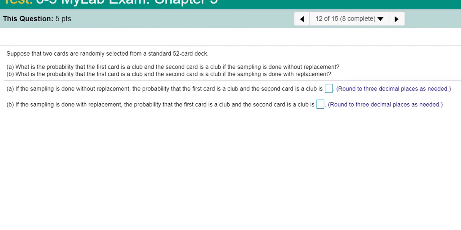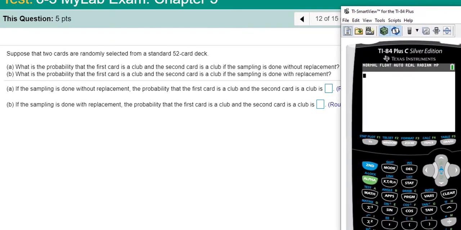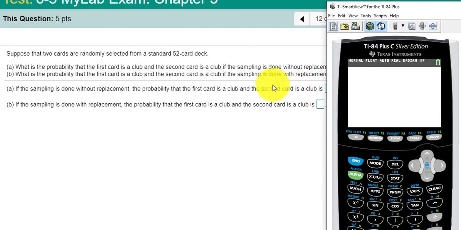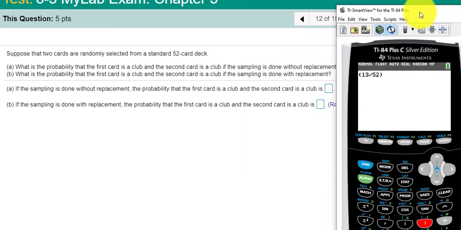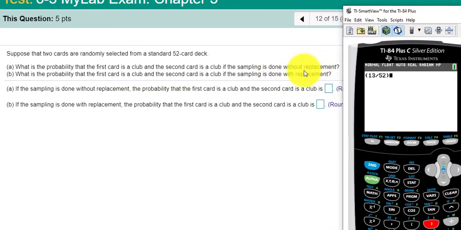All right, so remember, there are 13 clubs, 13 spades, 13 diamonds, 13 hearts. So if there's 13 clubs, right, 13 out of 52, that's the probability of picking the first card that's a club. And now this is done without replacement. So once I pick that card, there's only going to be 51 cards left in the deck. And there's only going to be 12 clubs left, right? If the first card I pick is a club, well, there's now one less club. So there's only 12 clubs out of 51 cards in the deck.